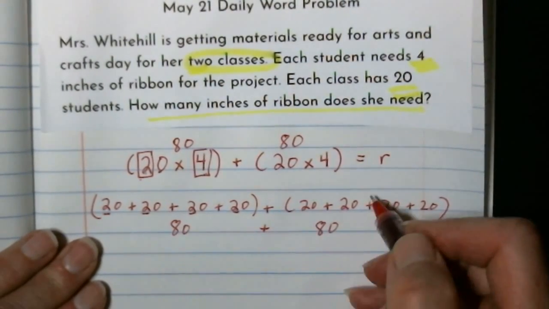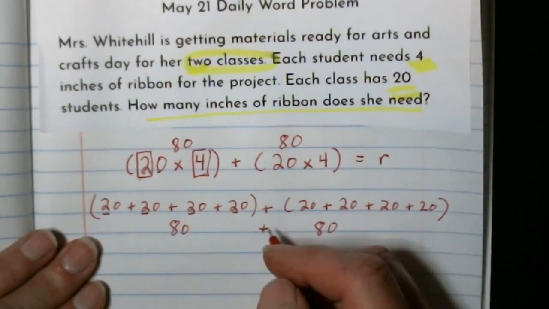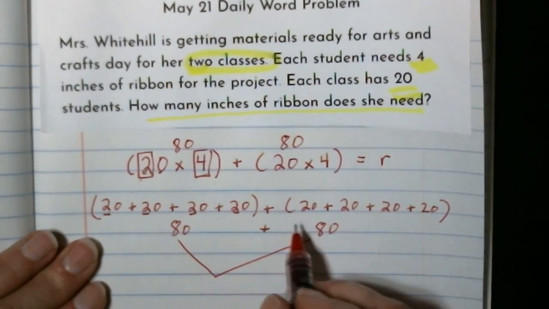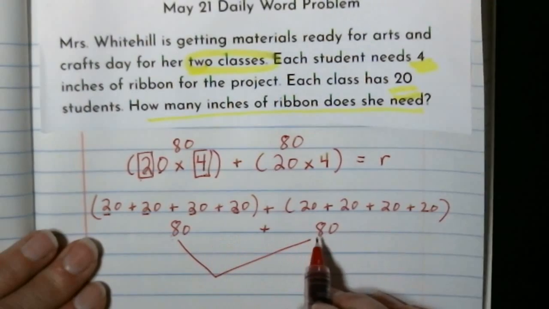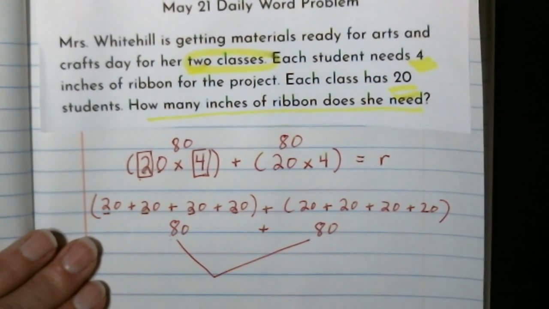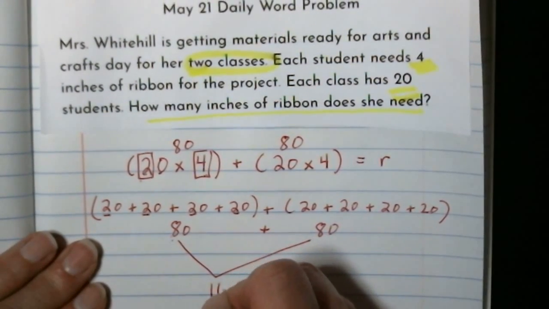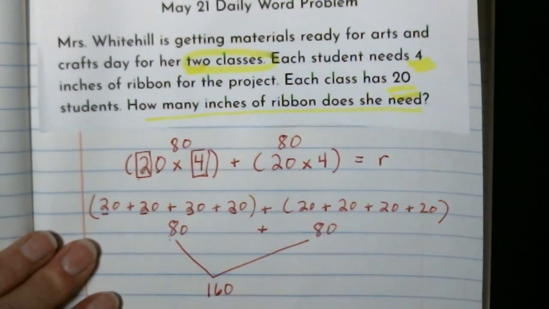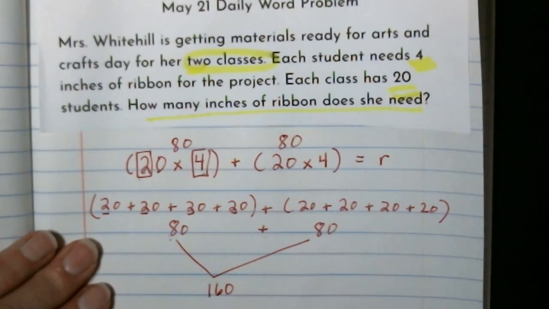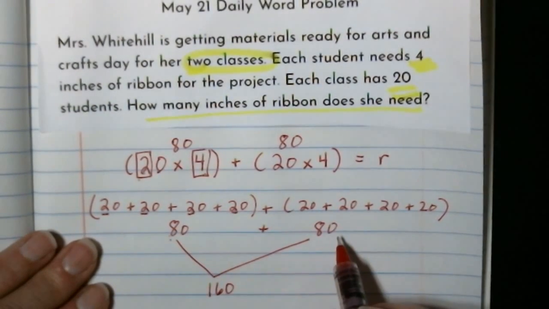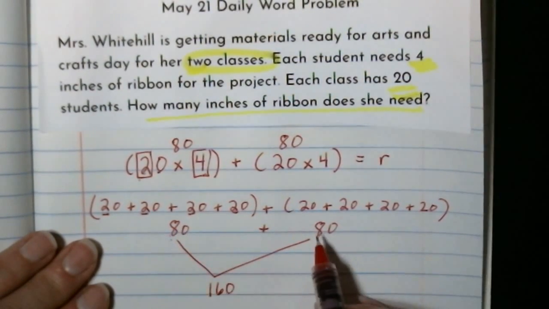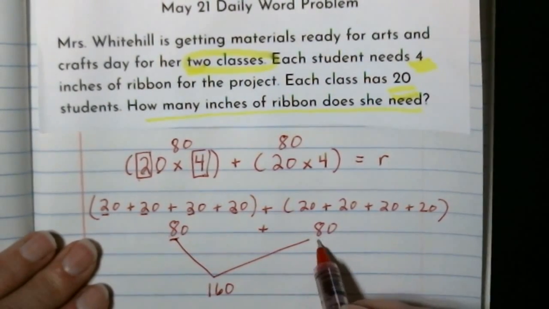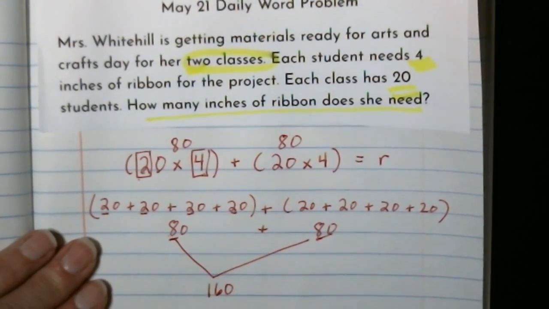Now because there's only 2 numbers here, probably the fastest way to do this is just to think of our tens. 8 and 8 is 16, which means 80 plus 80 is 160. Okay, 80 plus 80 is 160. 8 and 8 is 16, but this is not ones, this is tens.